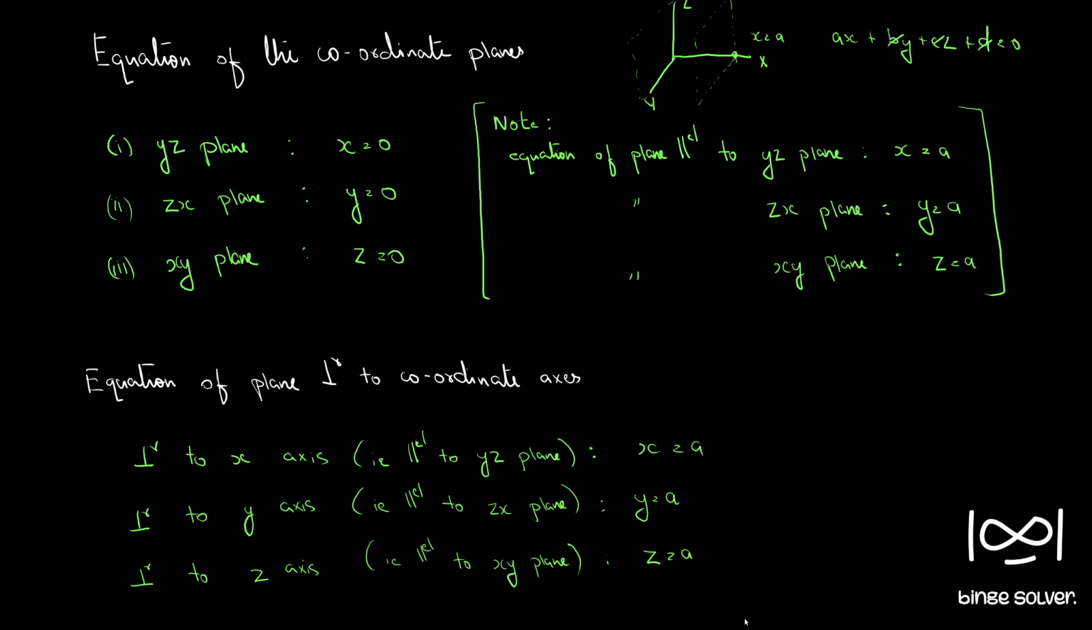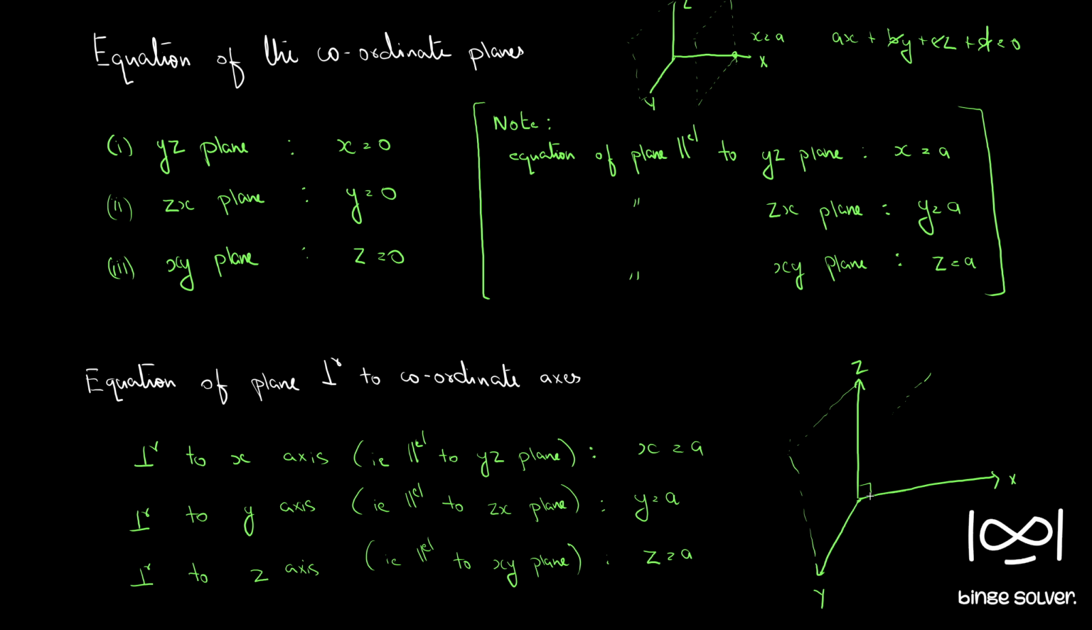So next is the equation of a plane perpendicular to a coordinate axis. Let me just draw the axes here. Let these three be the axes, and call them x, y, z. Any plane which is parallel to the yz plane will be perpendicular to the x-axis. So let's consider this yz plane. As you can see, this yz plane is perpendicular to the x-axis, as this is 90 degrees.